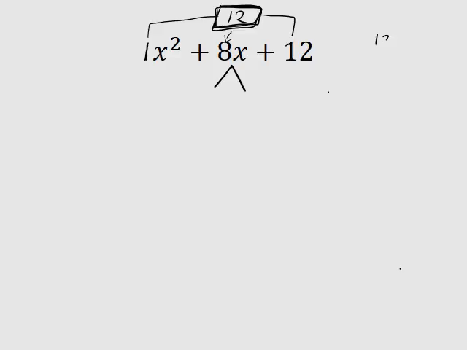If you're not sure, just go off to the side, start thinking about factor pairs that give you 12. 1 times 12, that's not going to add up to 8. 2 times 6, yep, that'll do the trick. So what I'm going to do, I'm going to split 8x into 2x and 6x. So what we're doing is we're finding those pieces that we need to complete our factoring.